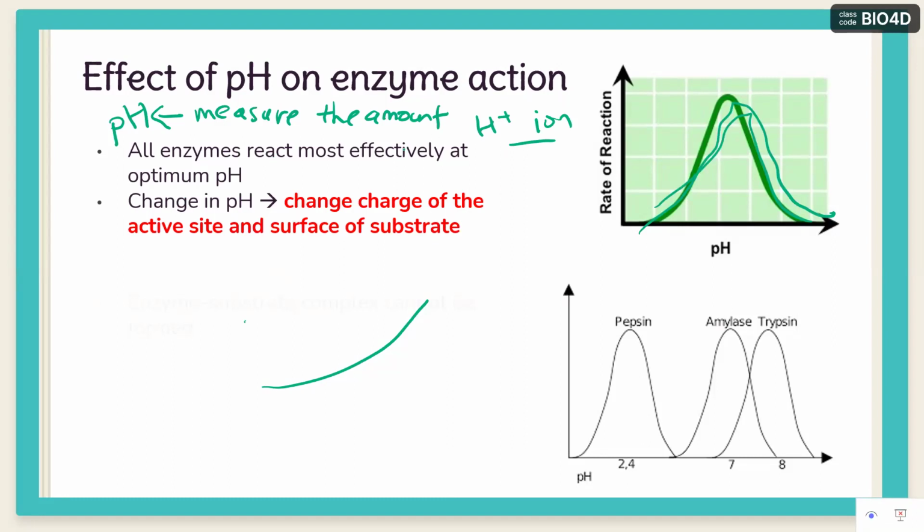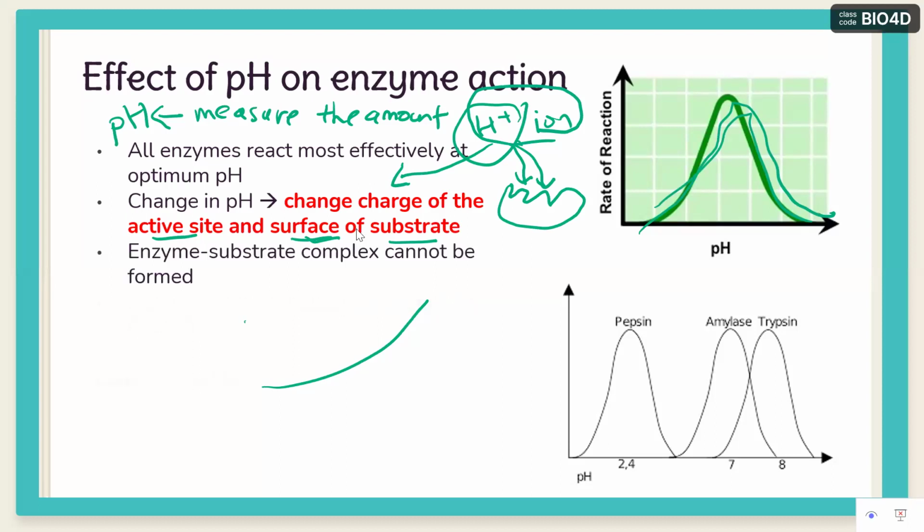Now why does it matter? This H plus ion will change the charge at the active site of the enzyme or at the surface of the substrate. So your enzyme, right, when there's too much H plus ion, it will change the active site of the enzyme. Or you can also change the surface of the substrate. That's why when it's not in the correct pH, it cannot function effectively lah. So we say the enzyme substrate complex cannot be formed.